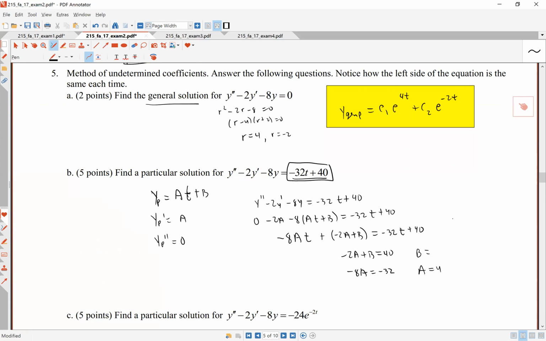If a is 4, I think I have a mistake here somewhere. Sure do. That's negative 8at minus 2a minus 8b.